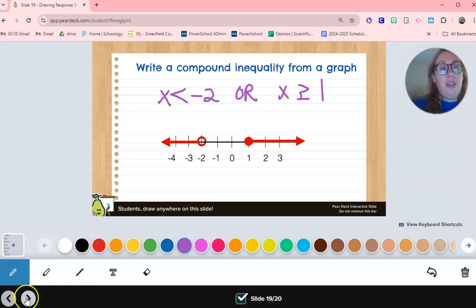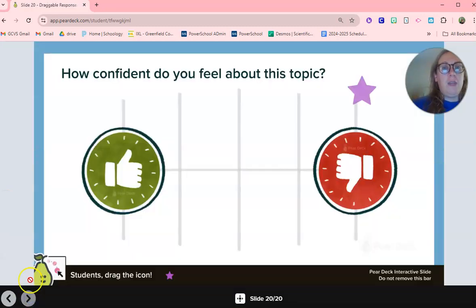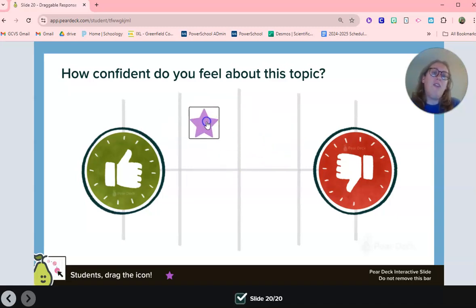So after these two videos of the Peardeck, I just want you to check in with yourself on slide 20 and move this star to show how confident you're feeling so far in this topic. Anywhere along this scale is exactly perfectly fine. We're going to be doing more practice together as a class, so just know that if you're not feeling super confident now, we'll be doing more practice as we continue on.